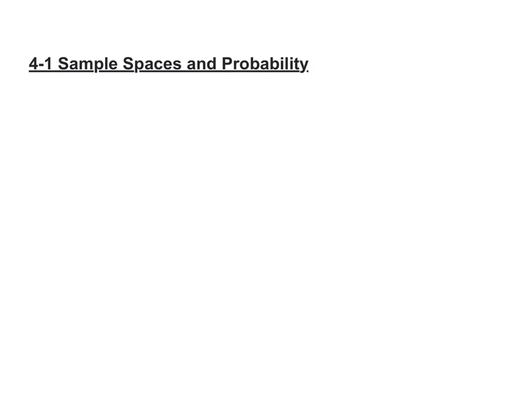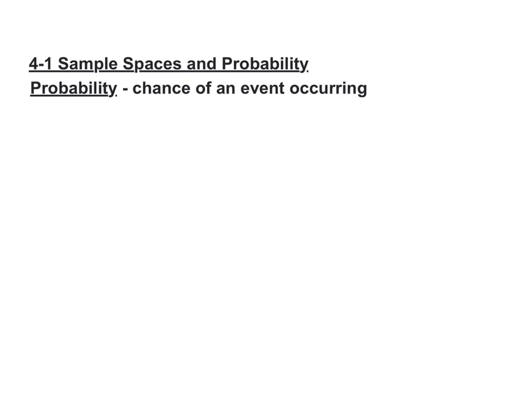Okay, so this is 4-1, sample spaces and probability. We're going to do some very basic probabilities, and we're going to introduce the idea of how to determine a sample space. Okay? So the first thing, we have to define what probability is, and that is the chance of an event occurring. And when we say a chance, we're talking about it in terms of decimals, percents, or fractions.